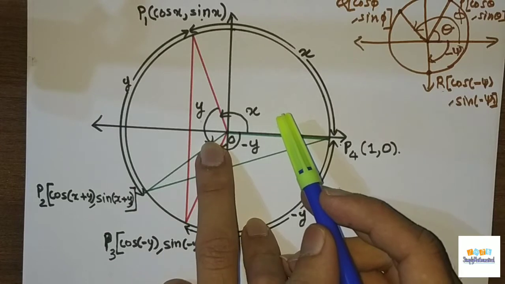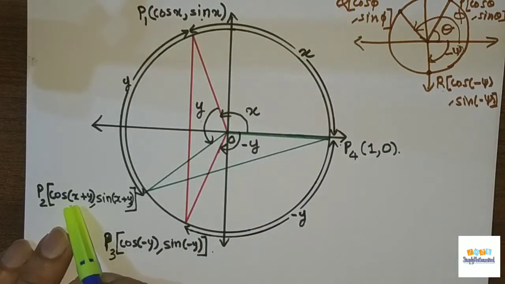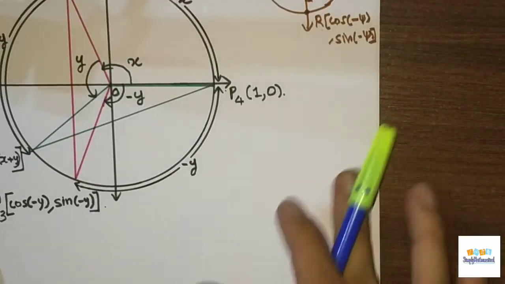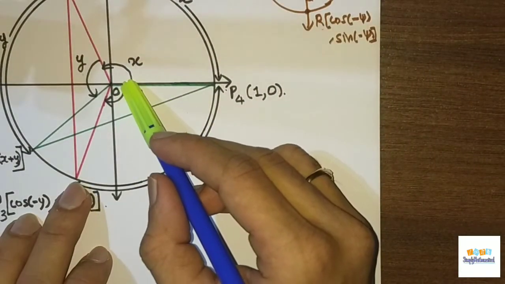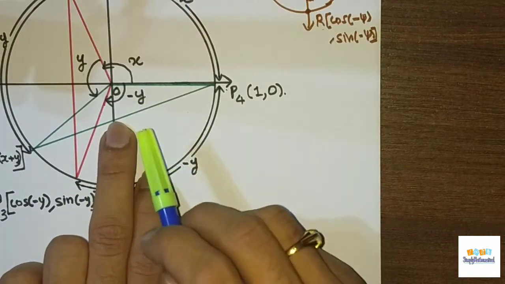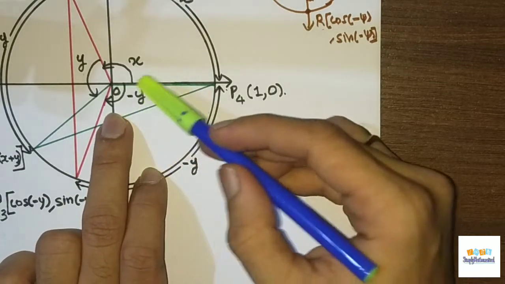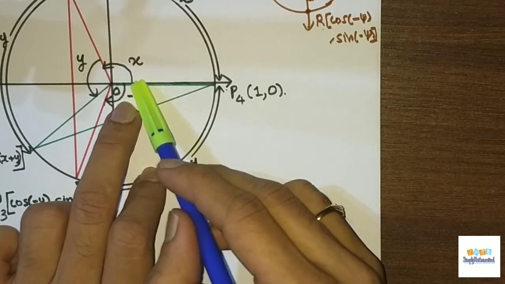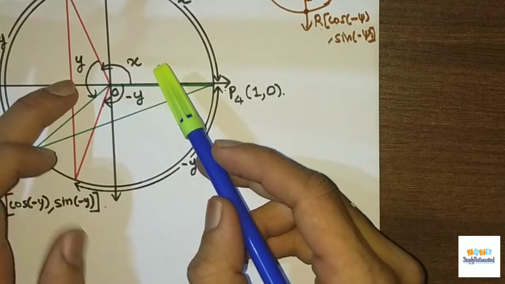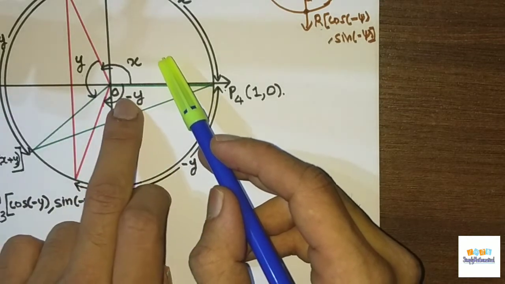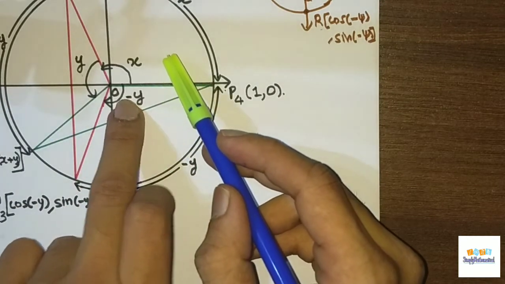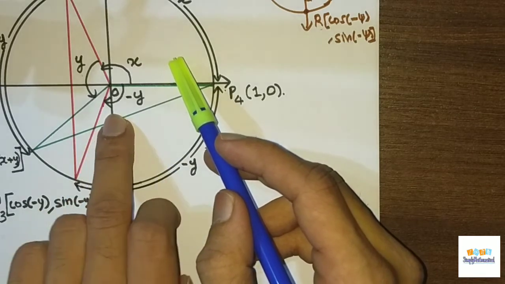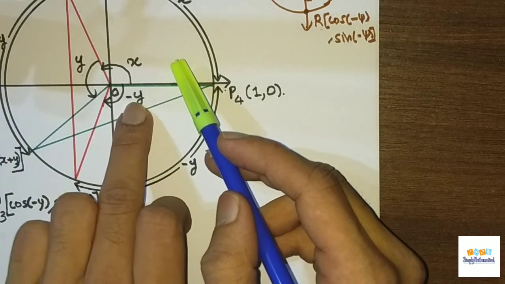So x plus y. So the name of the point is P2, cos(x+y), sin(x+y), right? Now if you look at this angle, this is what? This is minus y, because you are going in the negative direction, so it is minus, and the measure of the angle is y. That is the same as this measure, but what is the sign? It is negative. Why? Because you are going in the clockwise direction, right? So the sign has to be negative here.